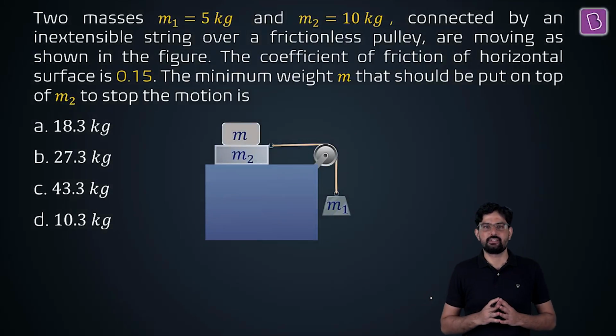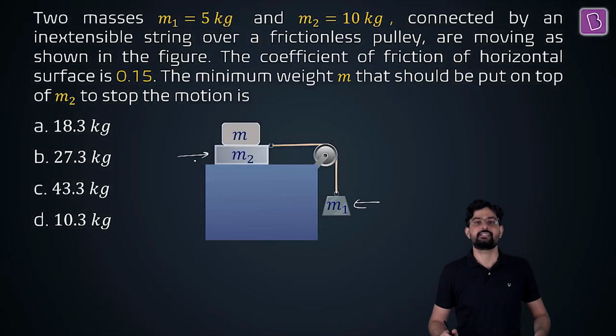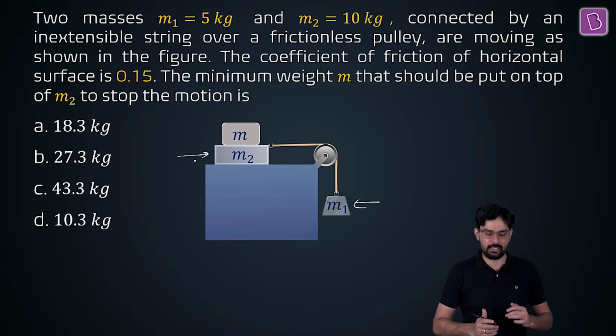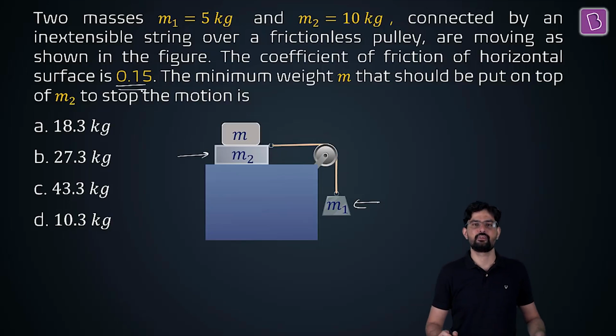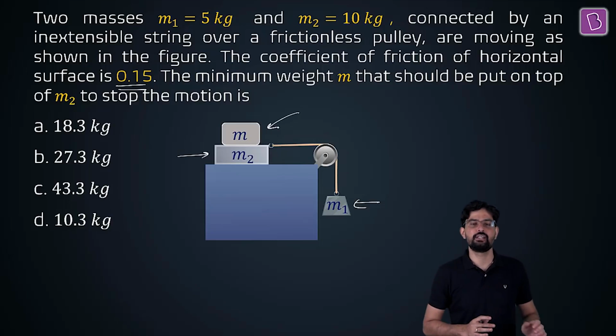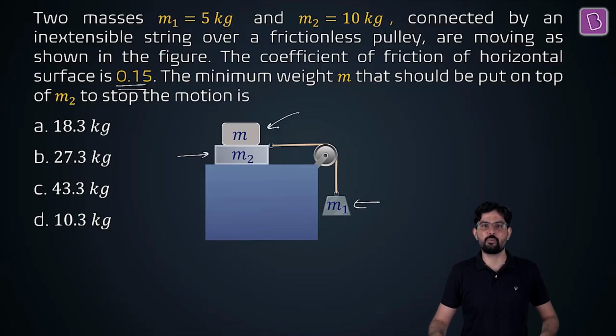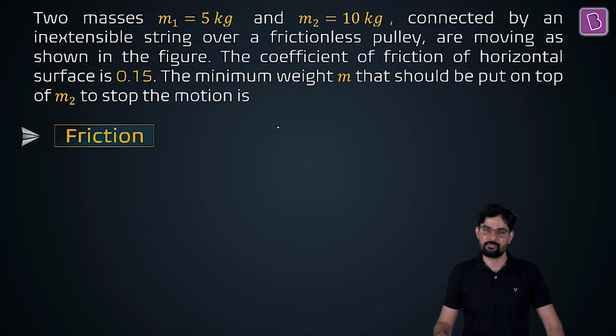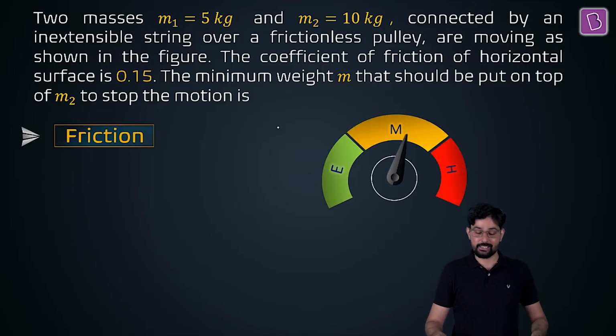So in this setup, M1 is given as 5 kg and M2 is 10 kg. The coefficient of friction between M2 and the surface in contact is 0.15. You have to find out the minimum value of the mass of a block that should be kept on top of M2 such that the blocks do not move. And then you have to choose the right option out of these given options. So the concept involved in this case is friction. And the difficulty level, I would say, is easy.